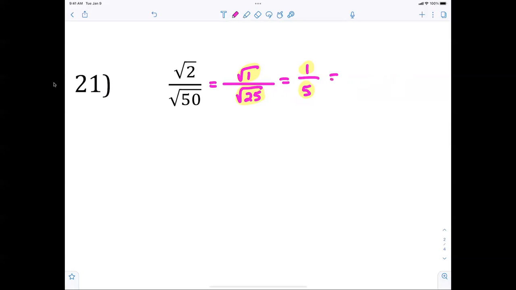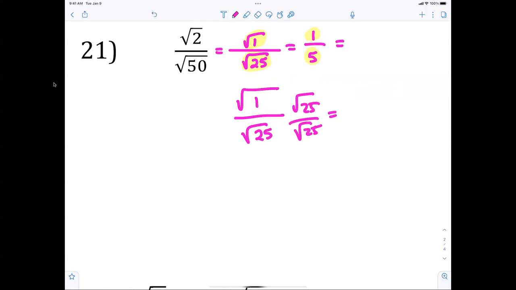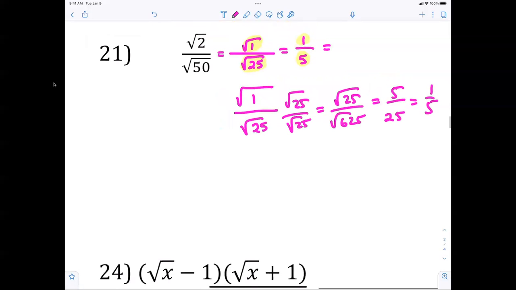Let me go ahead for those that are hard-headed. You're going to multiply the top and bottom by the square root of 25, and we'll get the square root of 25 over the square root of 625. Square root of 25 is 5, square root of 625 is 25. That reduces to 1/5. What's the difference?